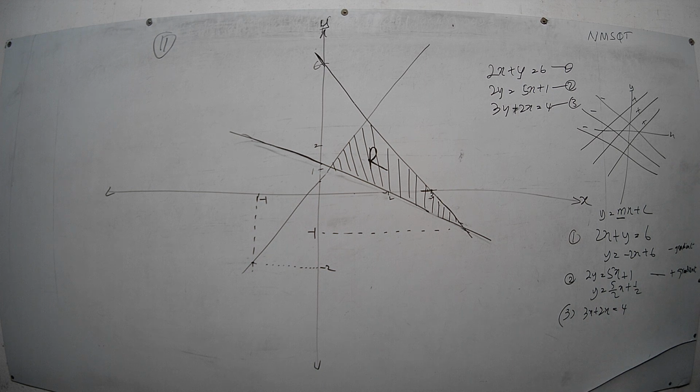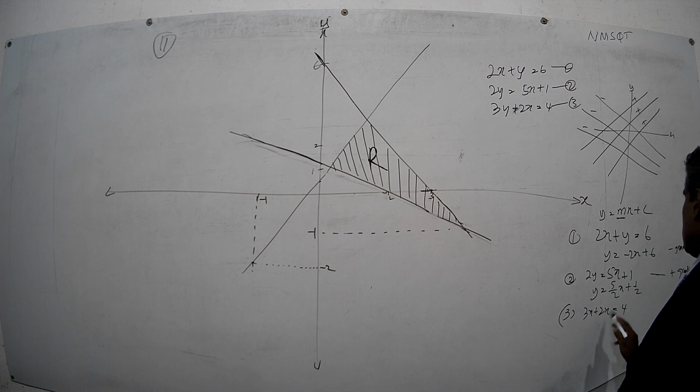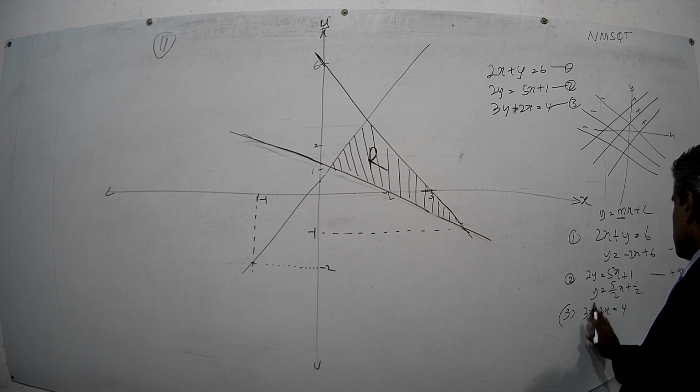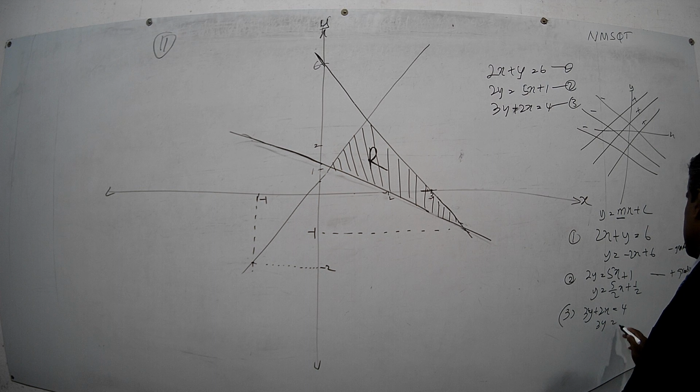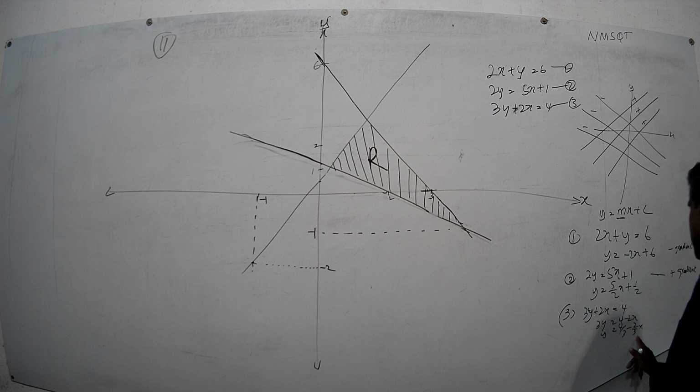This one also is converted into this form now, and see what is the value of gradient. Make 3y the subject first: 3y equals 4 minus 2x. Then y equals 4 over 3 minus 2 over 3 x. And this one also has a negative gradient.